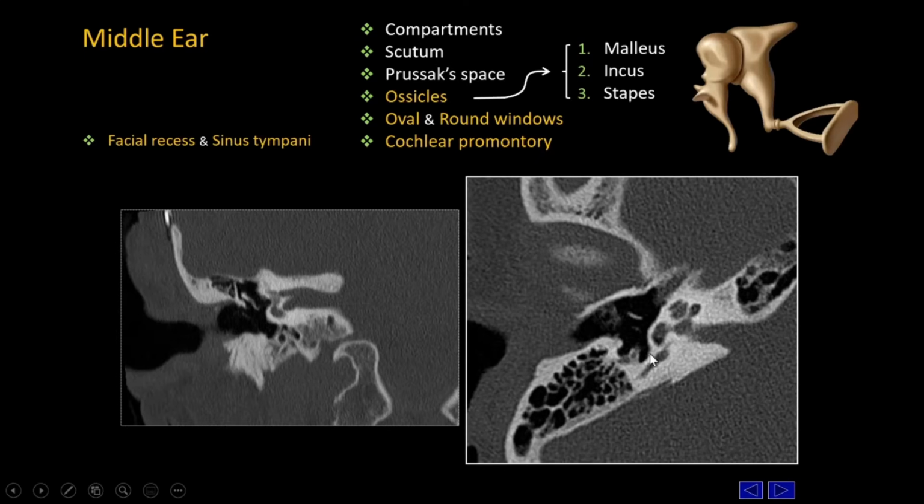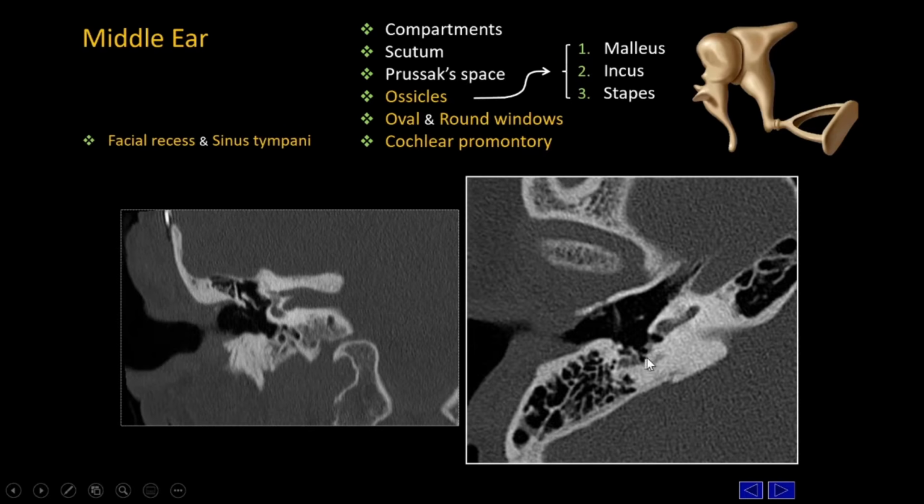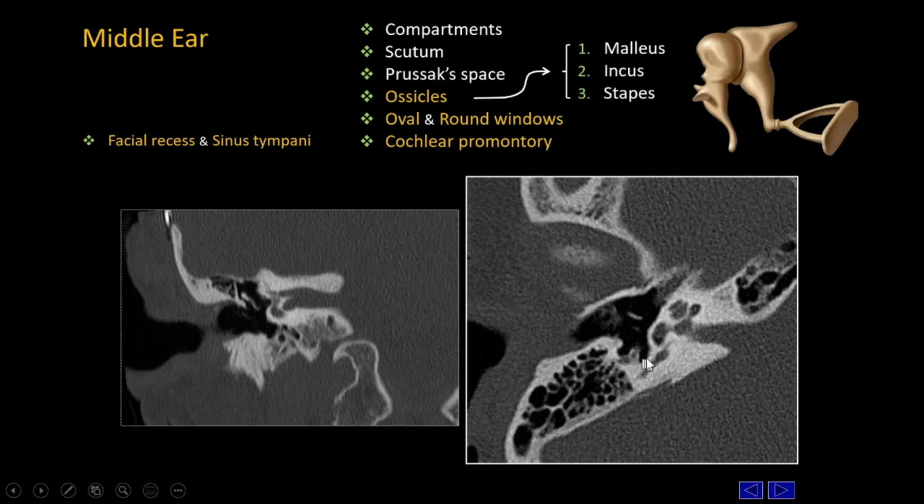So sometimes cholesteatoma may be left behind or hiding within this small crevice. So when you are looking at cholesteatoma, make sure that this area is not opacified, because it can serve as a potential hiding space for residual cholesteatoma.